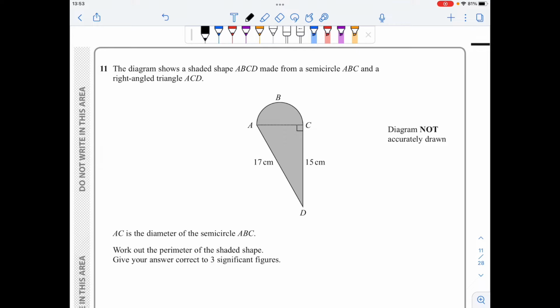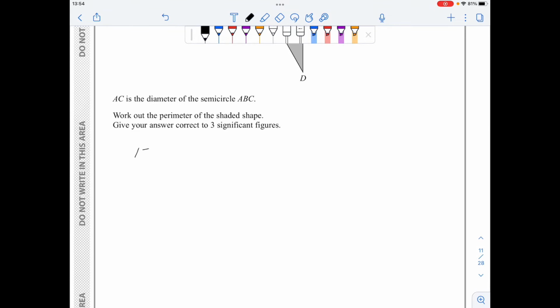I'll start question 11 by finding AC, which is the diameter of the circle. I'm going to use the triangle and Pythagoras theorem. So 17 squared equals 15 squared plus AC squared. So AC squared is equal to 17 squared minus 15 squared, which is 64. So AC is the square root of 64, which is equal to 8. This means that the radius of the semicircle is 4 centimeters.